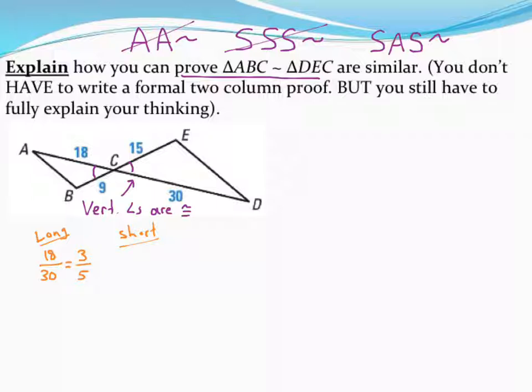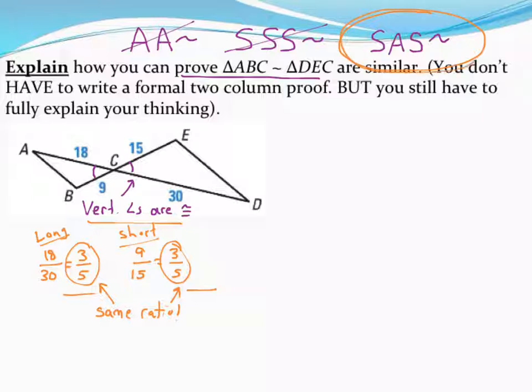The short side from the left triangle is 9. The short side from the right triangle is 15. Dividing each of those by 3 gets me 3/5. And so if I take a look at what I've done, I've shown that two sides have the same ratio. I'll probably make a little note about that. They're the same ratio, which is what I was looking for. And more importantly, the angle in between them was congruent to each other. And so that can be sort of my informal proof of why triangle ABC is similar to triangle DEC. I've got two sides with the same ratio and the angle in between them being congruent. So these are similar because of side-angle-side similarity.